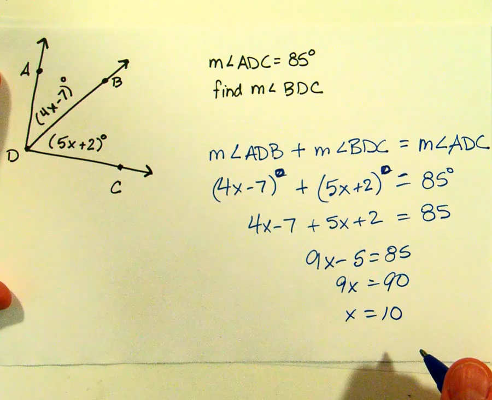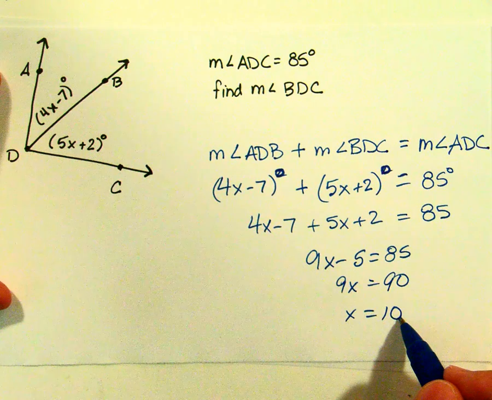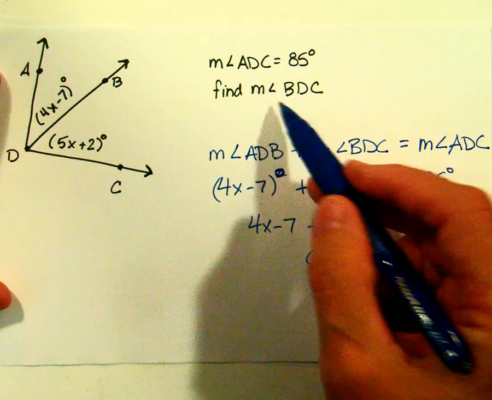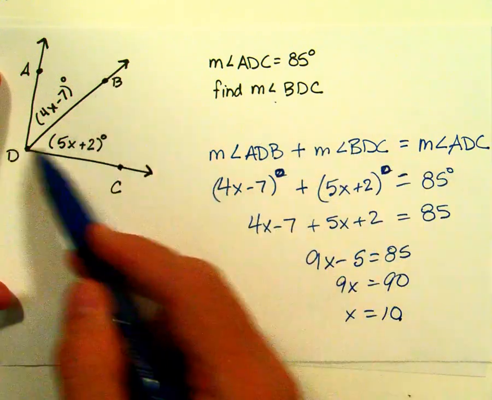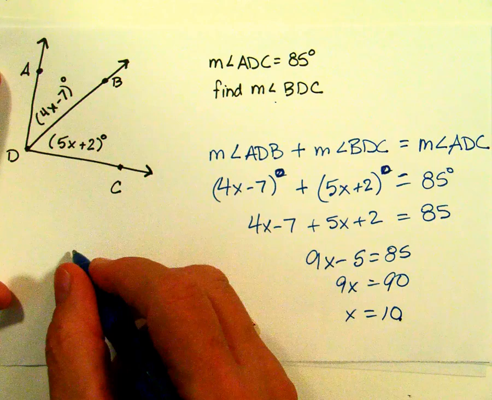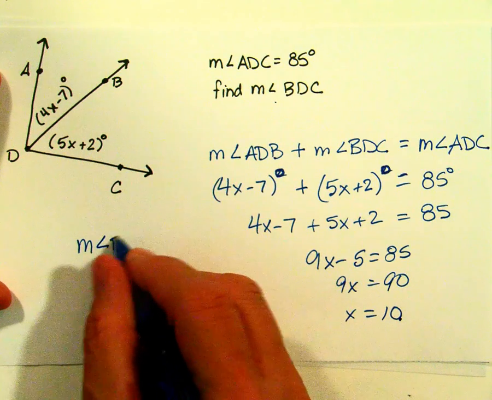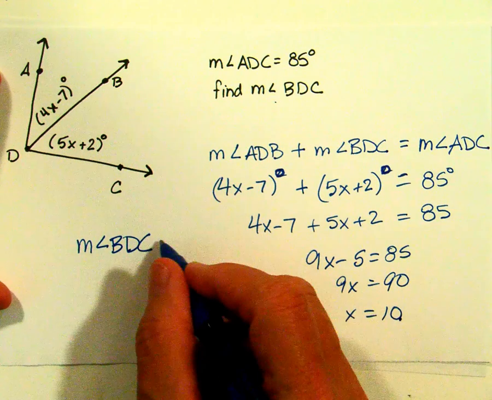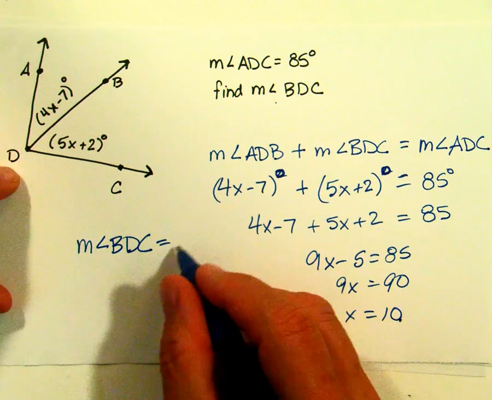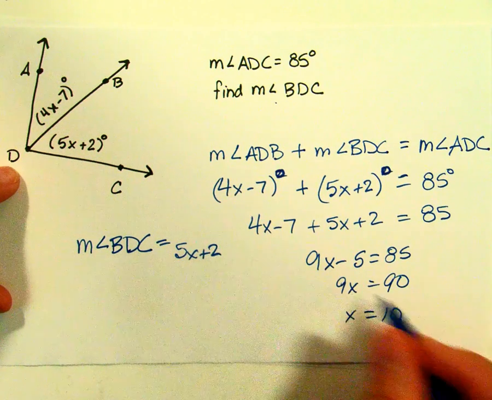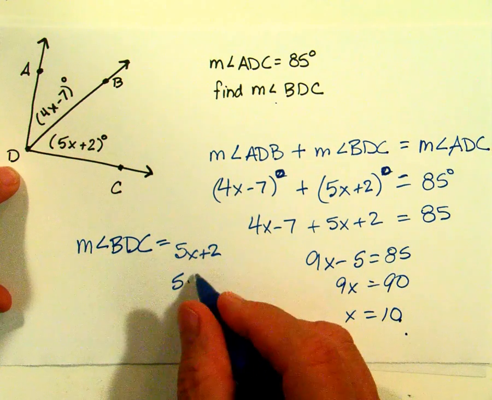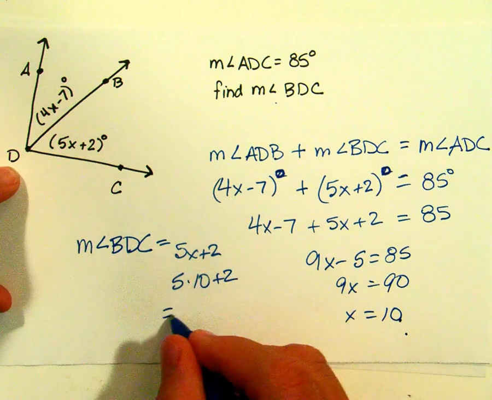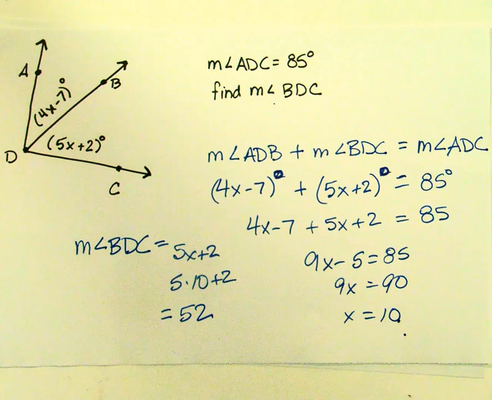No. The answer is not x equals 10 because that wasn't the question. The question is, what is the measure of this bottom one here? The measure of angle BDC equals 5x plus 2. I know x is 10. 5 times 10 plus 2 equals 52. Well, that looks pretty good.